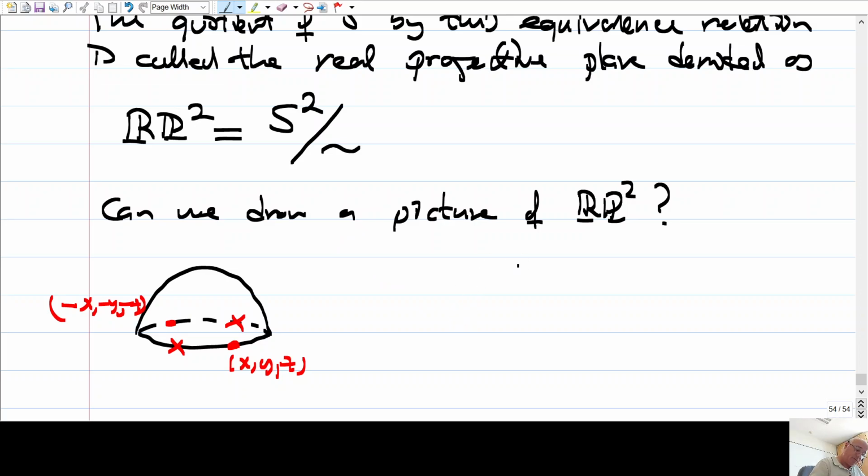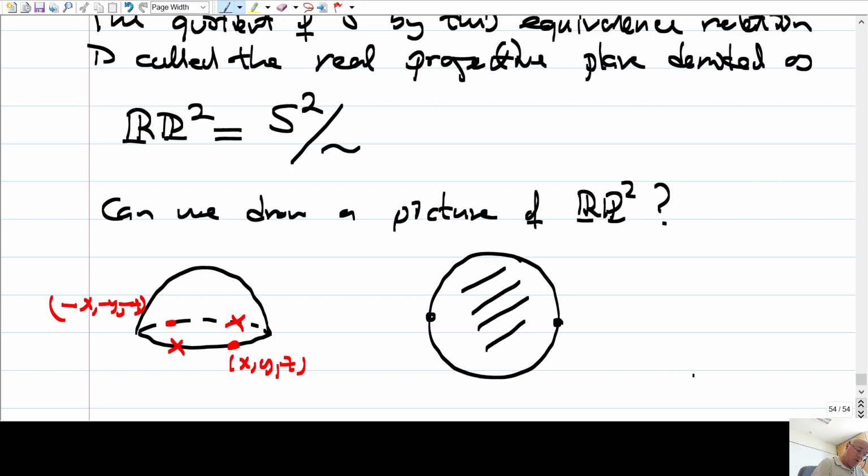Let me draw another model. Suppose you press this sphere and you make it a disk. What you do, you identify antipodal points on the circle. So you identify this point with this one, this point with this one, and so on. You have to do this.